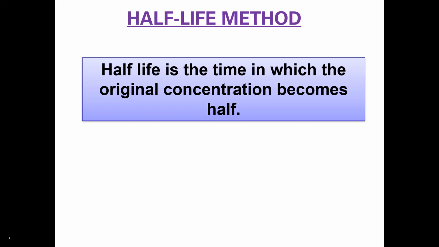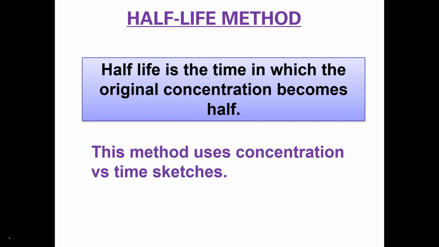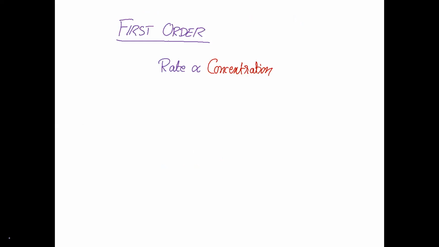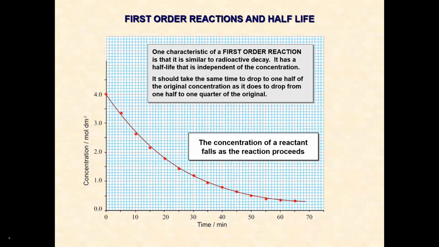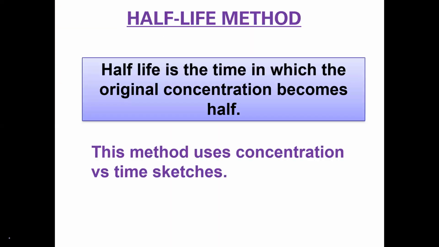Half-life is the time in which the original concentration becomes half. So if you follow a reaction, this method uses concentration versus time sketches. First order rate versus concentration. What's happening? When you have a first order reaction, rate and concentration are directly proportional. So when you draw the graph, look at this. First you copy this.